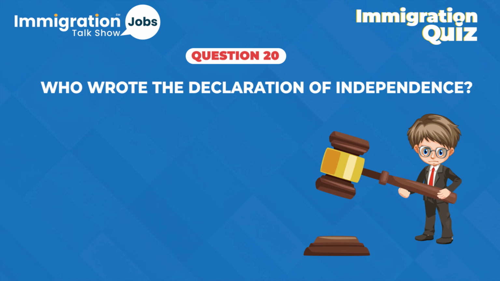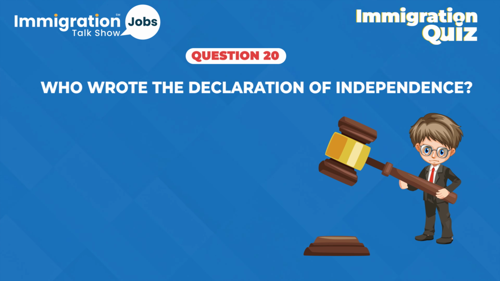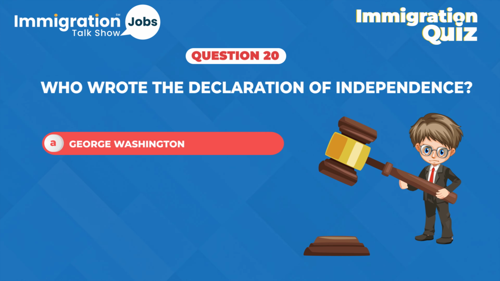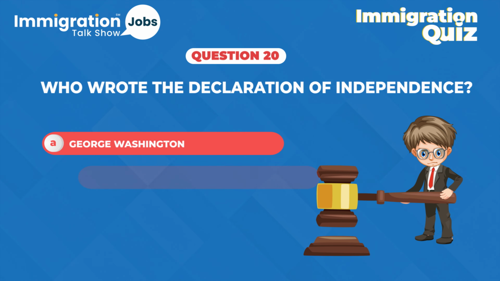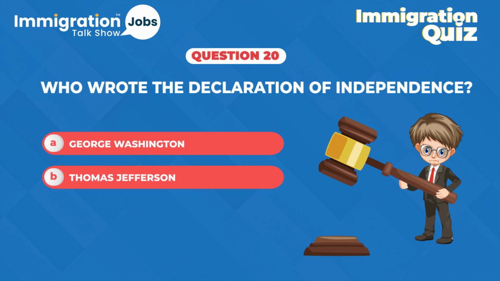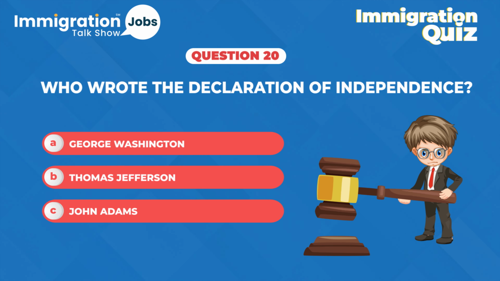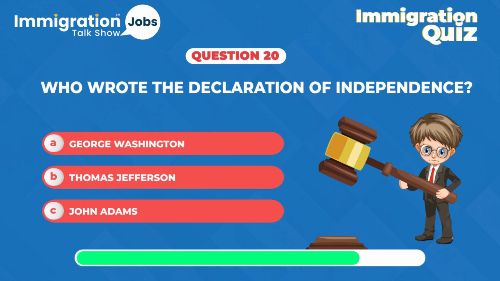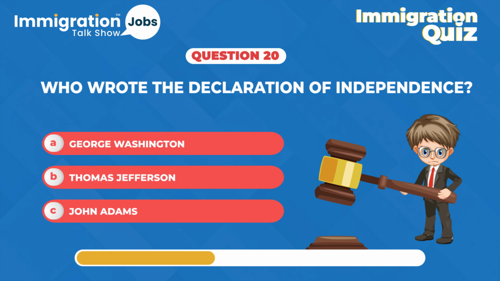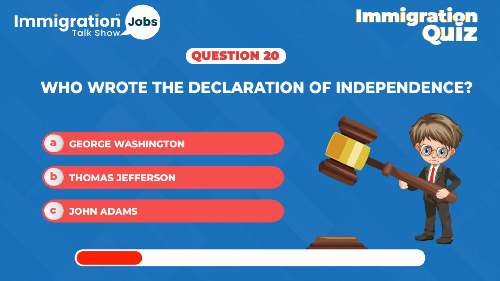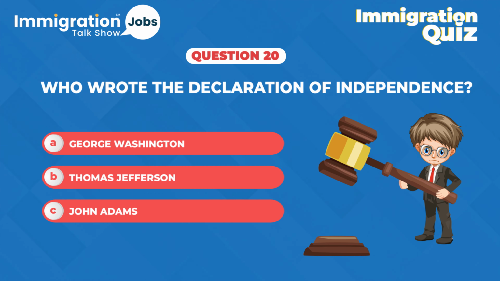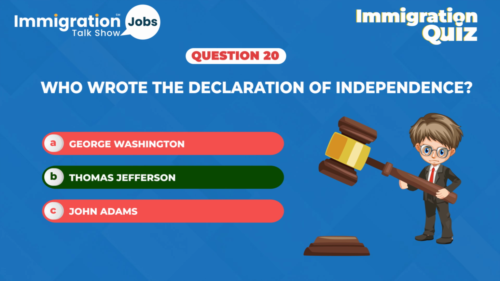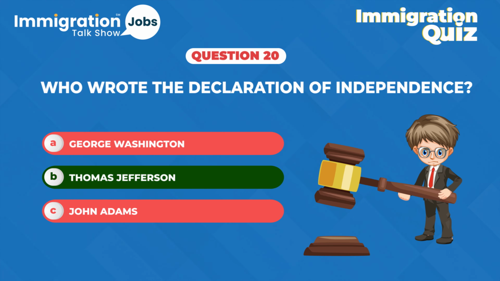Who wrote the Declaration of Independence? Option A, George Washington. Option B, Thomas Jefferson. Or option C, John Adams. And the correct answer is B, Thomas Jefferson.